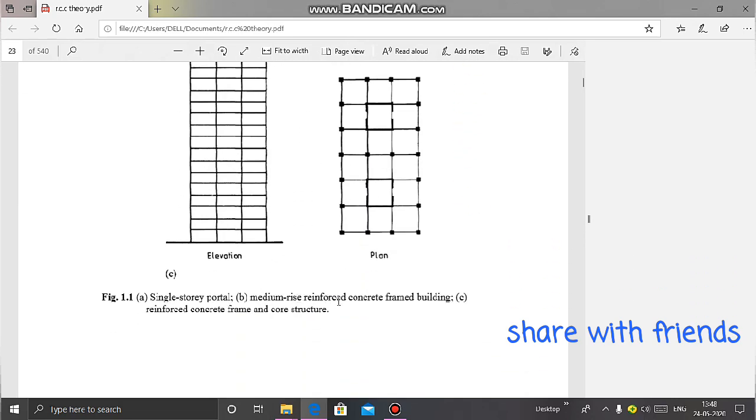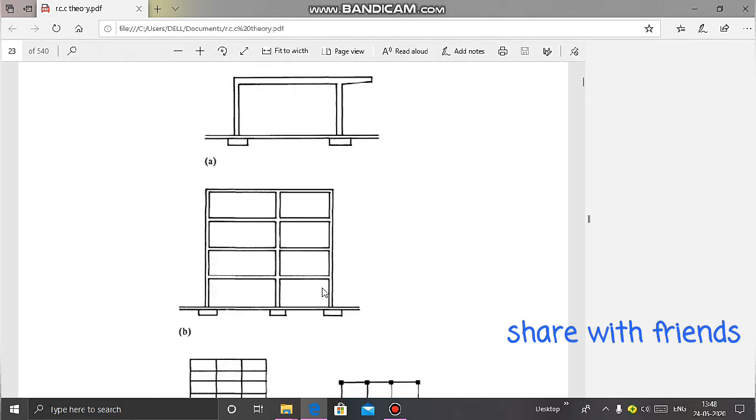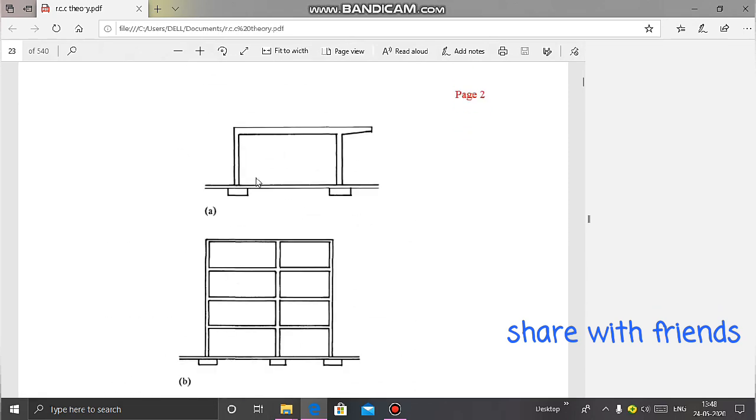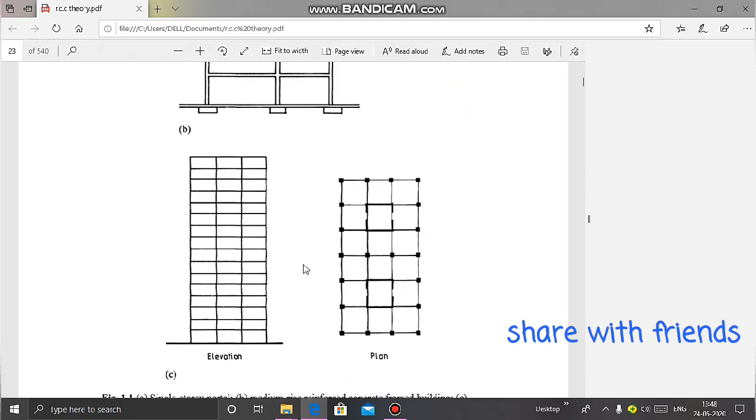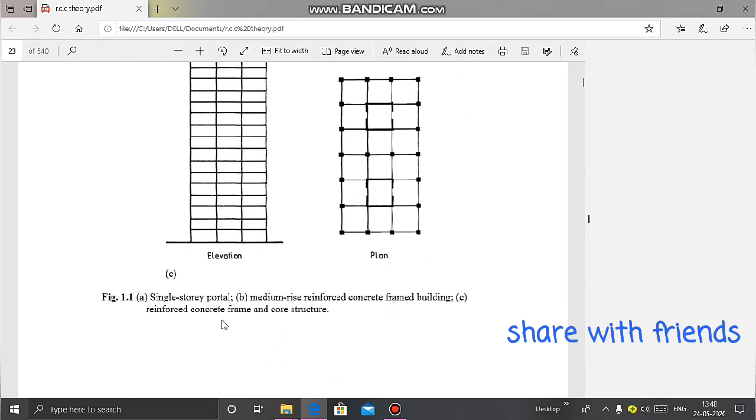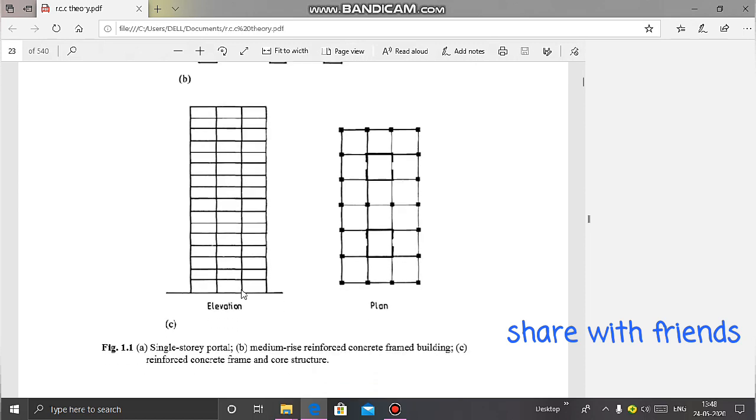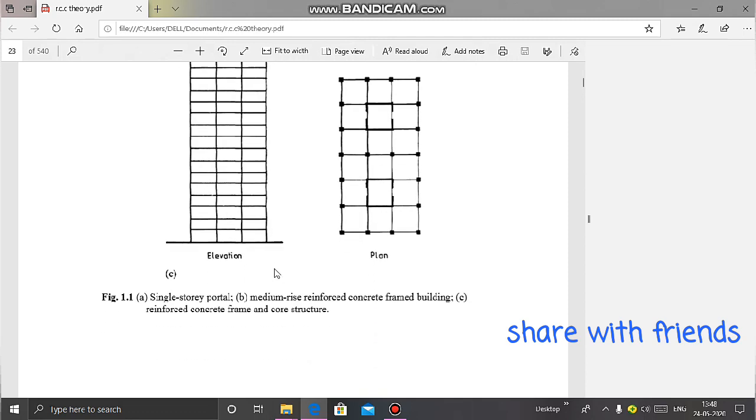Second is what? Medium rise reinforced concrete framed building. It is just a frame structure. It is single story and it is multi-story. Now third is reinforced concrete frame and core structure. This is a reinforced concrete frame and core structure. This is the elevation and on the other side it is the plan of the frame and core structure.